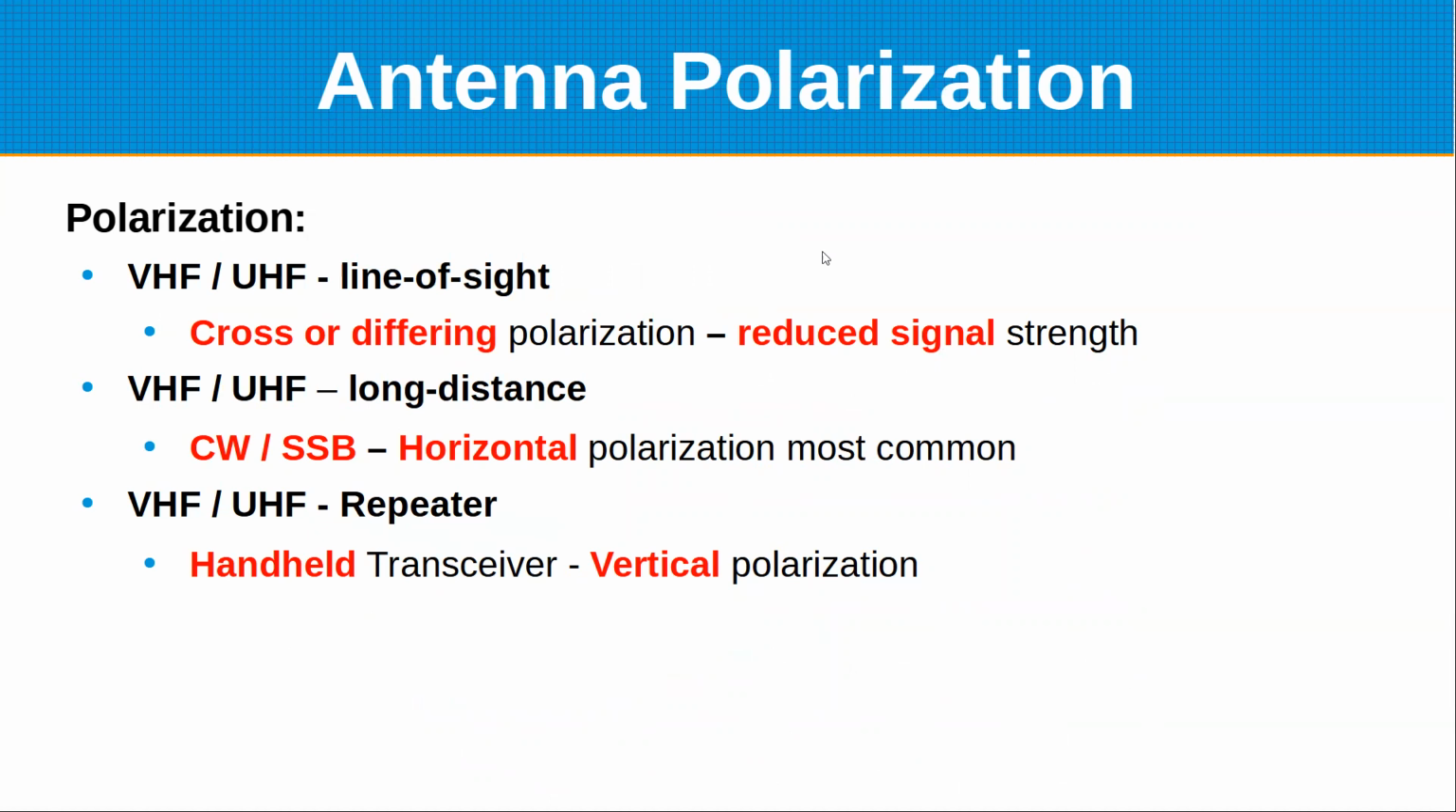Okay, so for VHF and UHF, for line of sight, if you have crossed or differing polarizations, in other words, if you've got your handy-talkie held up vertically polarized, and he's over there holding his horizontally polarized, the signal is just going to be the intersection of those two. It's going to be very, very small. Whereas as you rotate them and they line up, because you've got matching apertures basically, then you're going to get the maximum amount of signal.